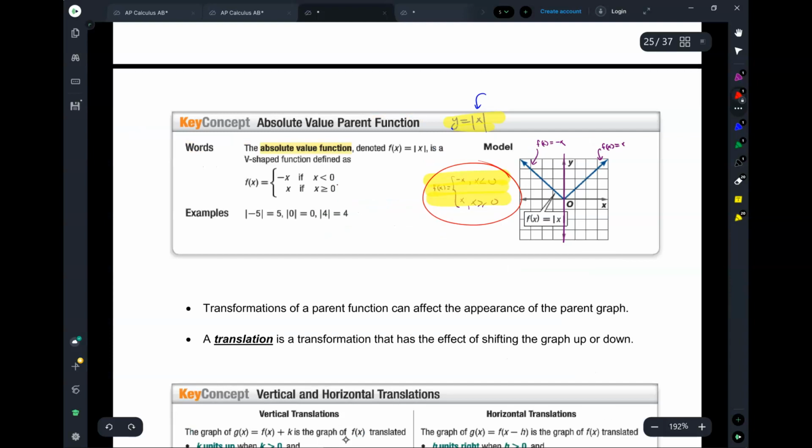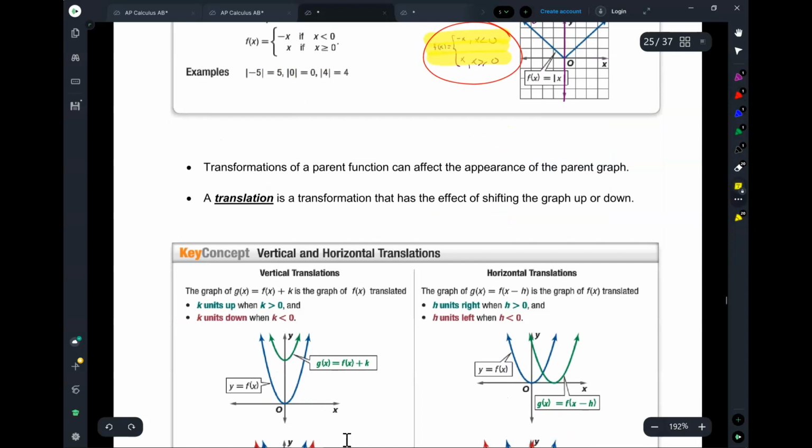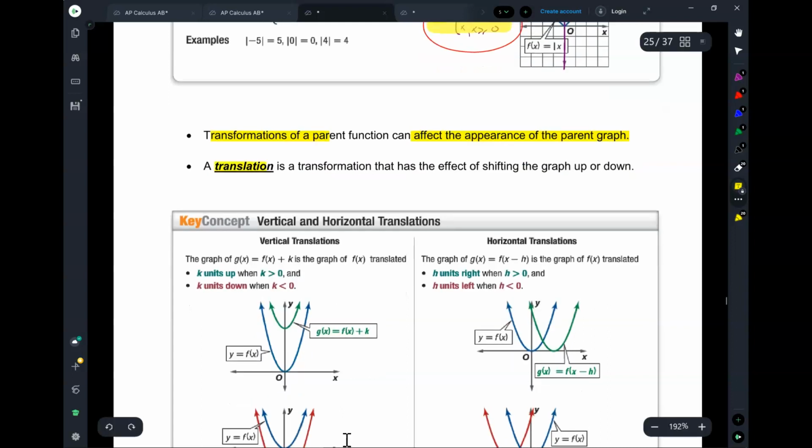Okay, so these were the parent functions, the default form of each of the families. Transformations affect the appearance of a parent graph. Transformations, any type of change. The first type of transformation we're going to do is a translation. A translation shifts the graph up or down or right and left. I left that out.